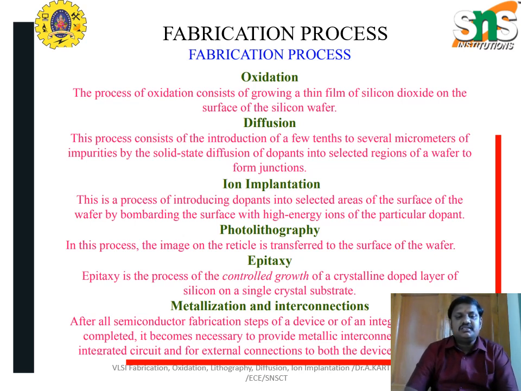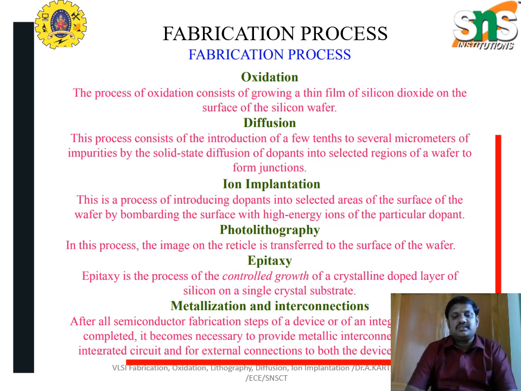Ion implantation is the process of doping the dopants into selected areas on the surface of the wafer by bombarding the surface with high energy ions of the particular dopant. Photolithography is the process by which the image is transferred to the surface of the wafer. Epitaxy is the controlled growth of a crystalline doped layer of silicon on the single crystal substrate.